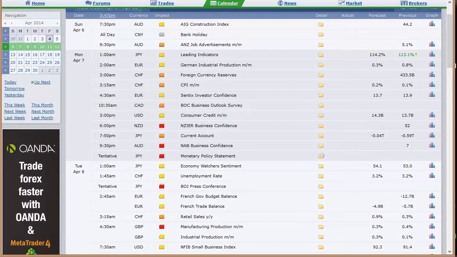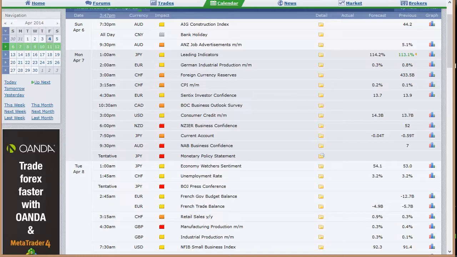Here's a look at the economic data coming out this week. We'll go through it starting at the top. Sunday, got a bank holiday out of China. Japan leading indicators, German industrial production, CPI out of Switzerland, Sentix investor confidence out of Europe, business outlook survey out of Canada, consumer credit at 3 p.m.